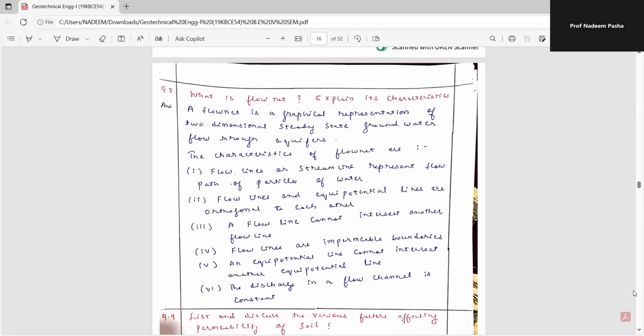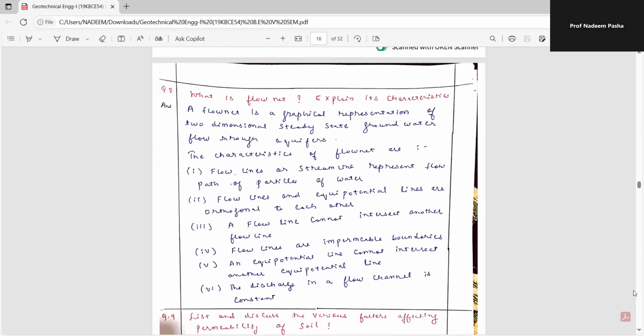So, what are the characteristics of flow lines? Flow lines or streamlines represent the flow path of particles of water. Flow lines and equipotential lines are orthogonal to each other. A flow line cannot intersect another flow line.